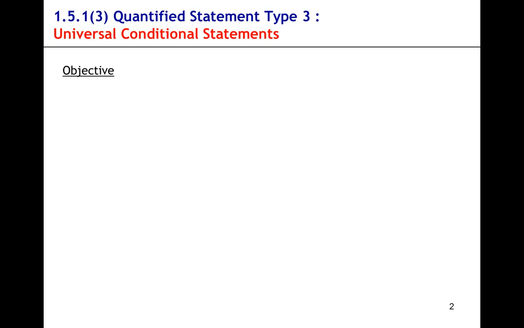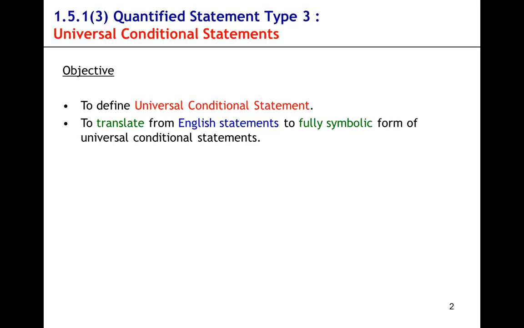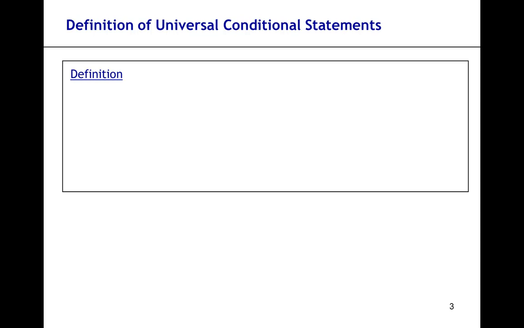In this subsection, we'll formally define the third type of quantified statement, the universal conditional statement. Through examples, you'll get a chance to learn how to translate a variety of quantified English statements into the fully symbolic form of universal conditional statements. In the previous subsection, you learned about the universal and the existential statements. In this subsection, we will learn more about the universal conditional statements.